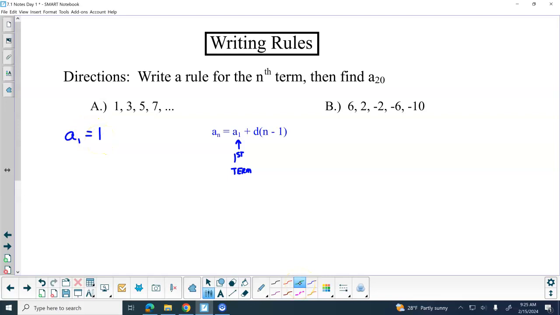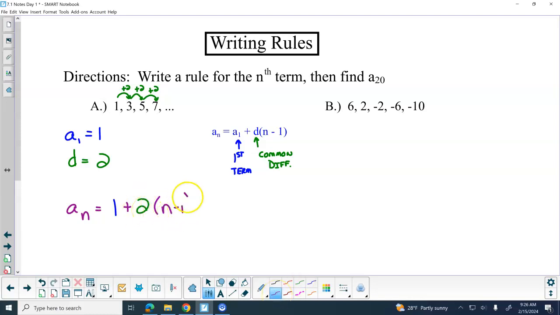The second thing that I need to know is my common difference. In this case, it's 2, because we're going up by 2. Plus 2, plus 2, plus 2. So my common difference D is positive 2. Those are the only two things that you need to know to write the rule. So now my rule can be A sub n is going to equal my first term, 1, plus my common difference D times n minus 1.